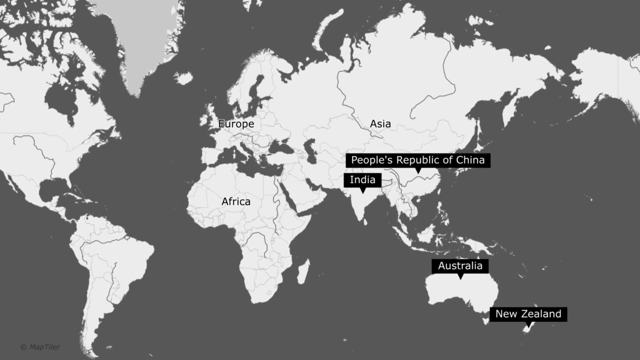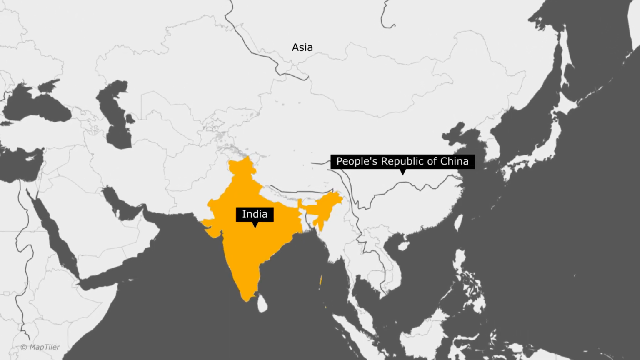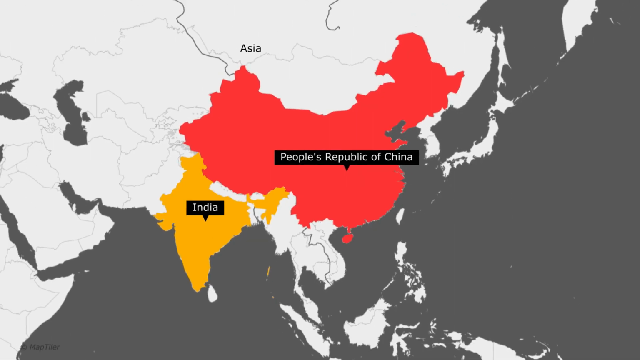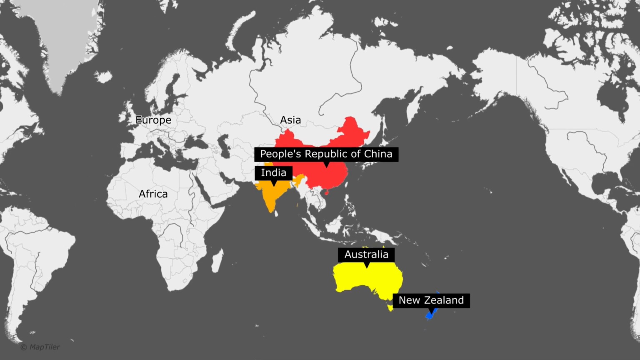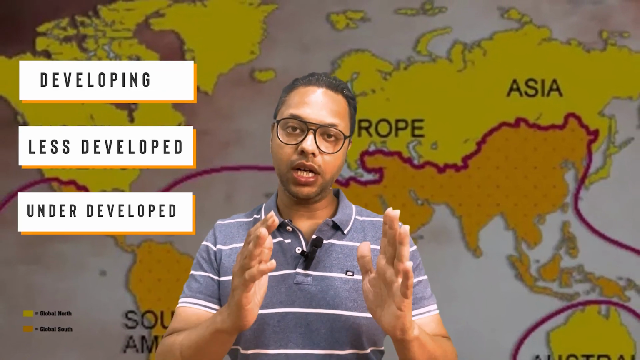So let us first understand what is the Global South. Despite how it sounds, it's not really a geographical term. Many countries included in the Global South are in the Northern Hemisphere, such as India and China. Similarly, Australia and New Zealand, both in the Southern Hemisphere, are not in the Global South. So basically, the Global South refers to various countries that are developing, less developed, or underdeveloped.